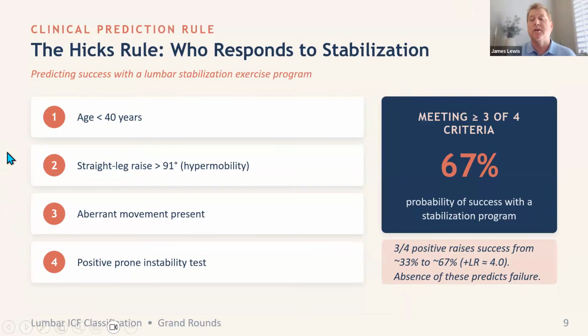So who responds then? How do we make the decision on actually who's going to respond? Very similar to the lumbar manipulation criteria, we've got some criteria here that were put together. If we've got an age less than 40, okay, so that fits into most of our demographics. We said they're kind of in their 20s, 30s, 40s. They've got a straight leg raise of at least 90 degrees. This article here says greater than 91, which kind of indicates maybe a little hyperflexibility.